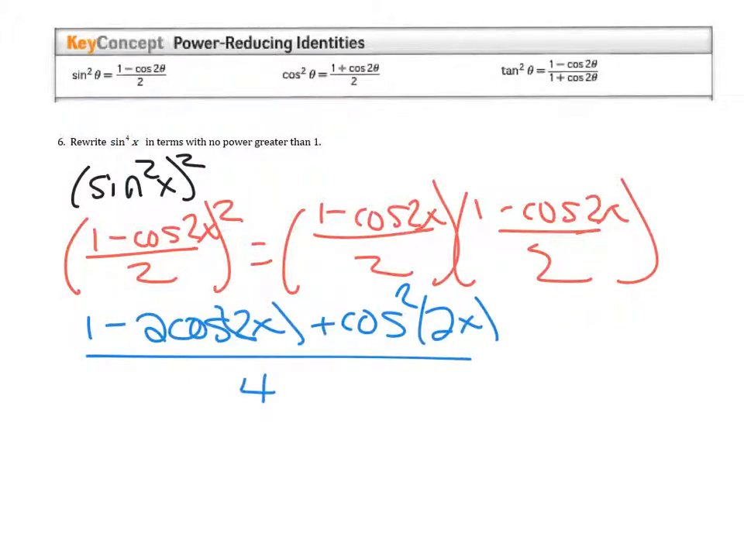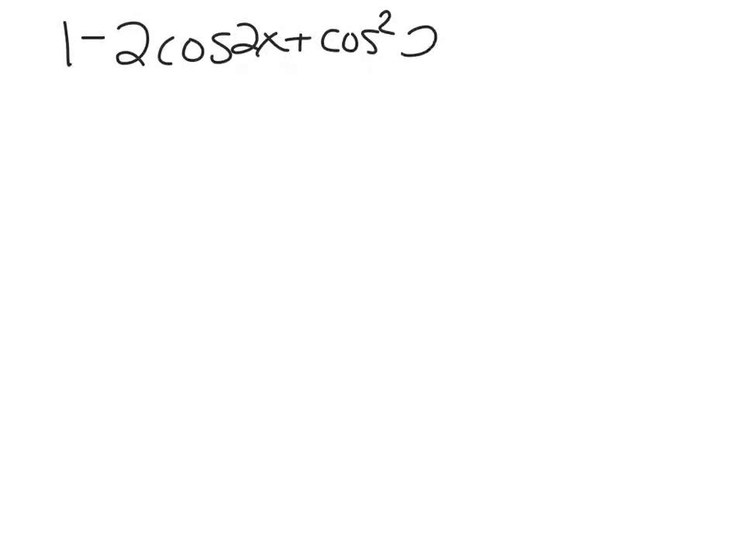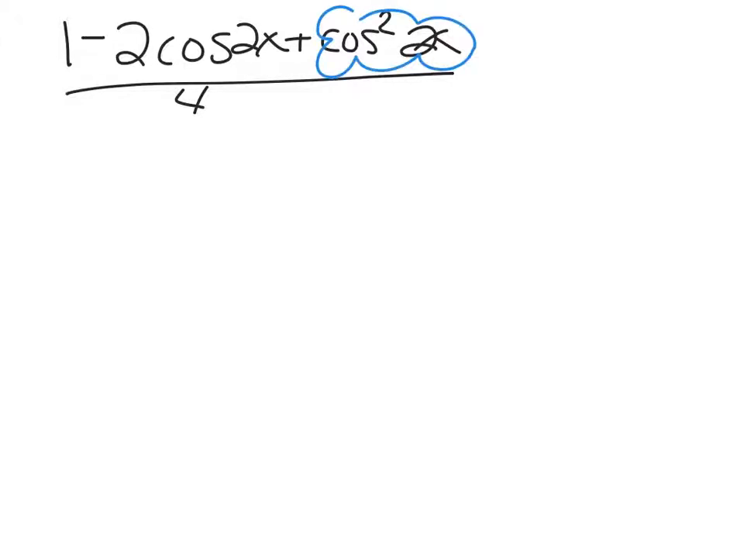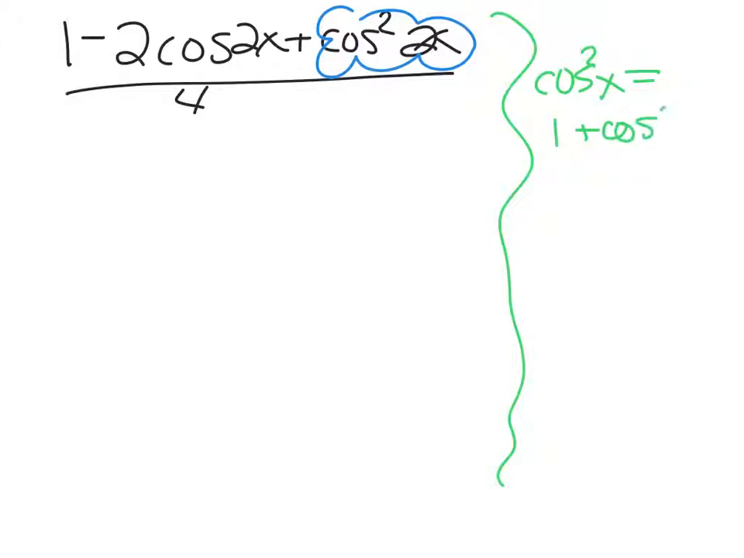over 4. Okay. Now you'll notice you still have a squared here. So I'm going to do this on the next screen so I have enough space. So you might want to pause it and write this down. On the last screen, I had 1 minus 2 cosine 2x plus cosine squared 2x over 4. So now I need to handle this again. And again, if you look at the formulas, we're going to kind of write this off to the side. Okay, so my cosine squared x equals 1 plus cosine 2x over 2.